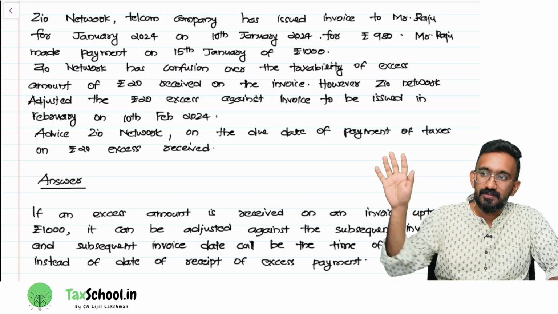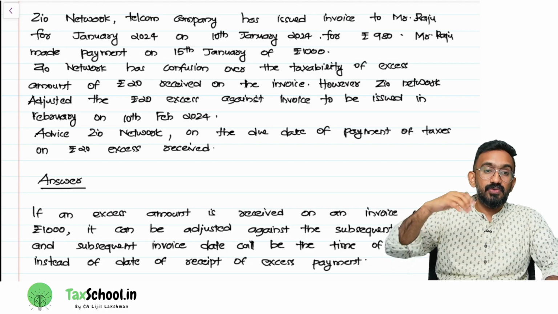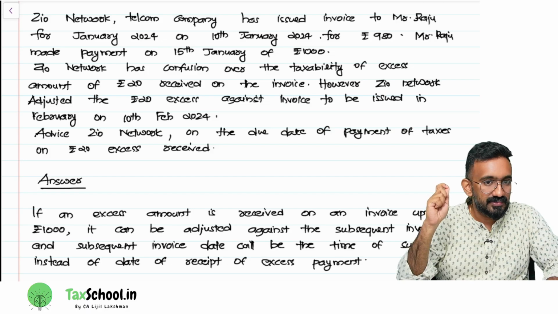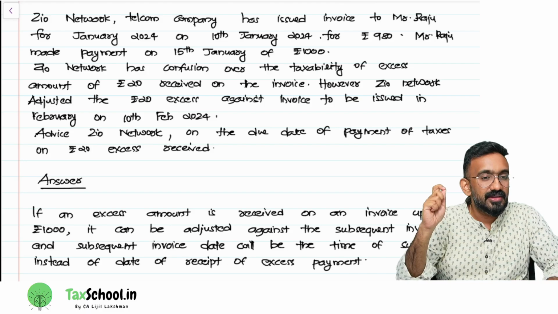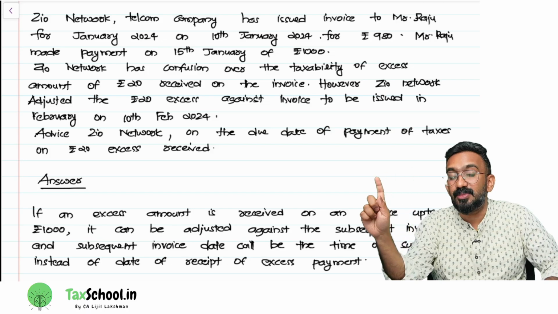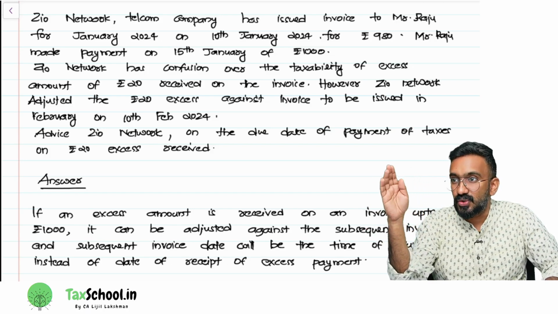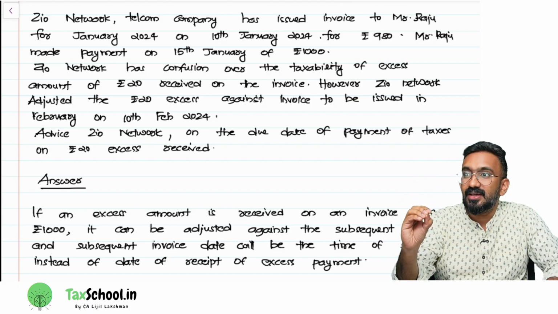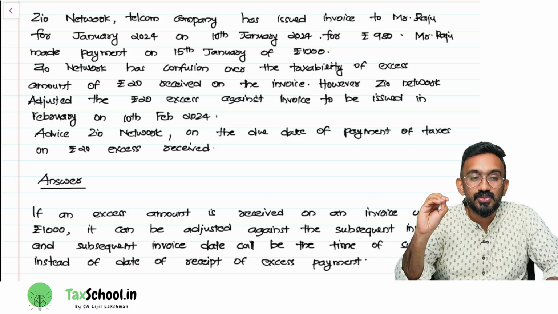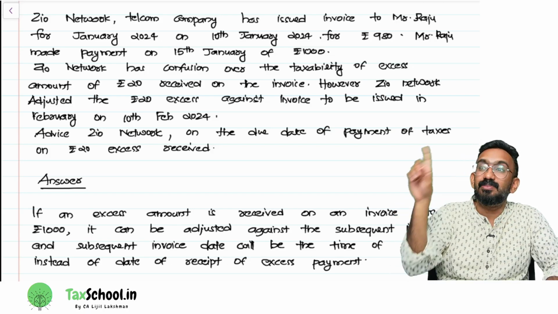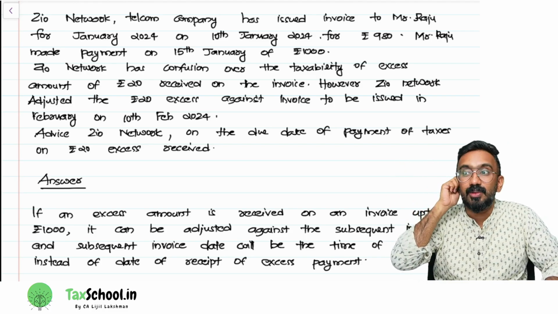The answer is no. Why? If you get an excess payment on an invoice up to rupees 1000, it can be treated as an amount that can be adjusted with the next bill. You don't need to treat it as an advance. So your time of supply for this 20 rupees would be what? The date on which they gave the next bill. What is that next bill date? Which will be 10th of February.